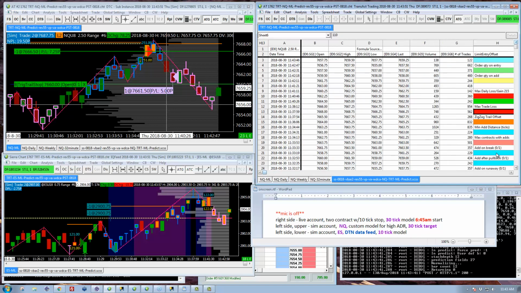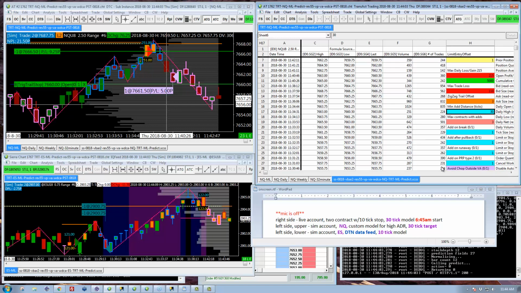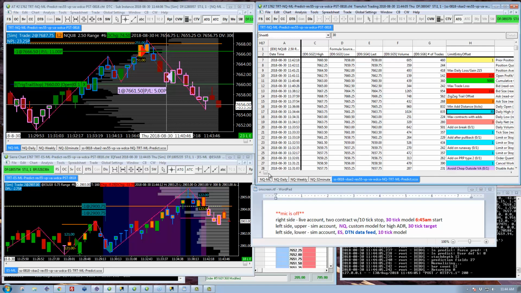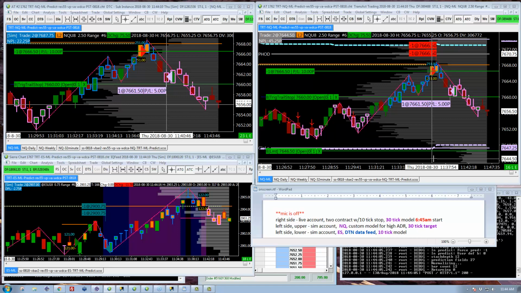Where is it? Minimum add distance, so it has to be 30 ticks away before it'll do an add. But I don't have a maximum that says if you're this far away, then don't do an add either. Something to think about. Be easy to add. Almost got stopped there in that little pullback.